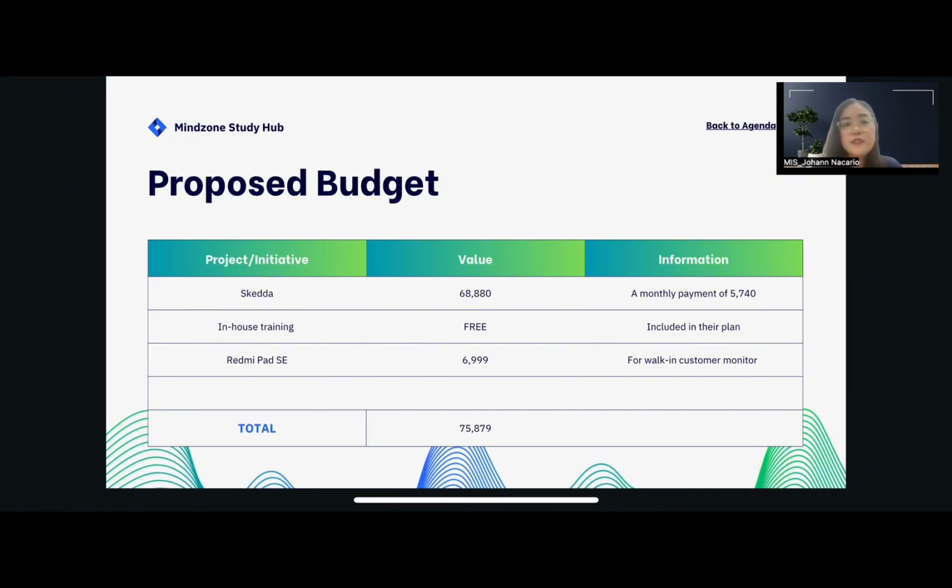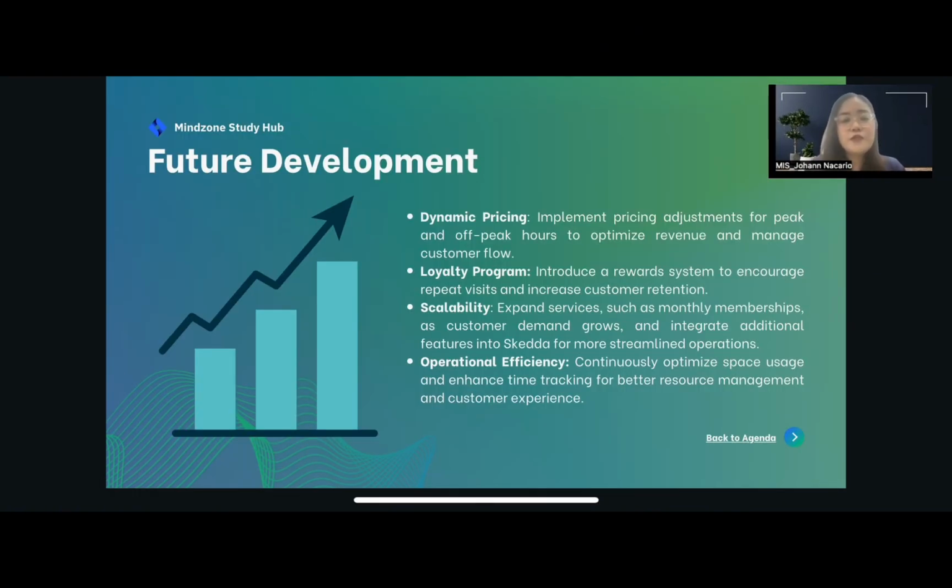We actually already considered if this will be the best option in terms of return on investment. And we have gathered information as to how much they are getting in their business in a year. So it's at least 1 million, and of course they also get more than that on an annual basis. So the 68,880 is just around 6 to 7% of their profit. So we will move on to the future developments.